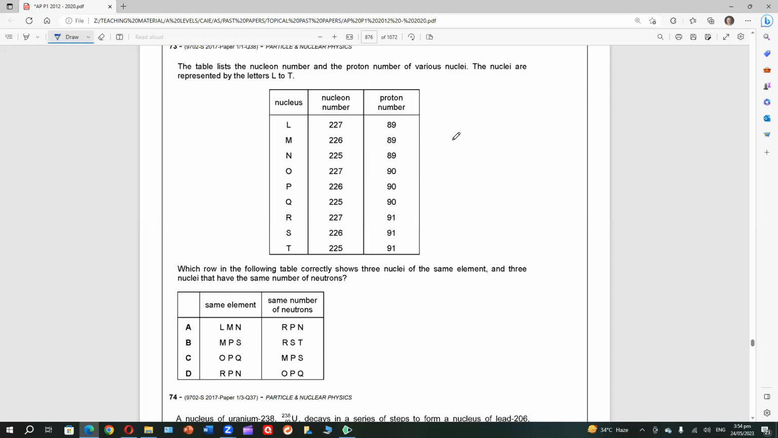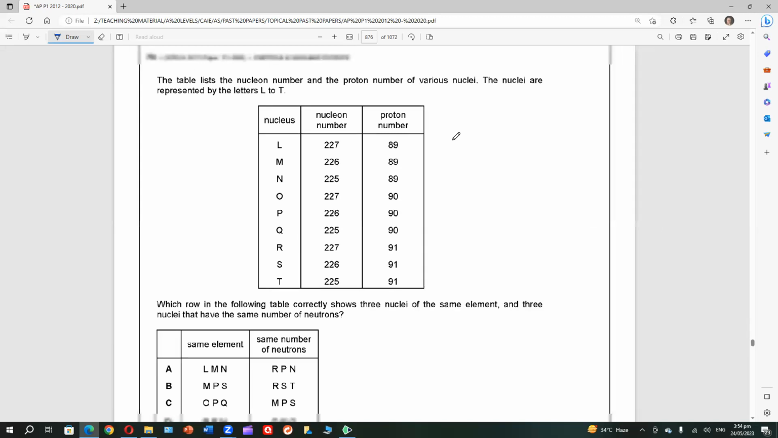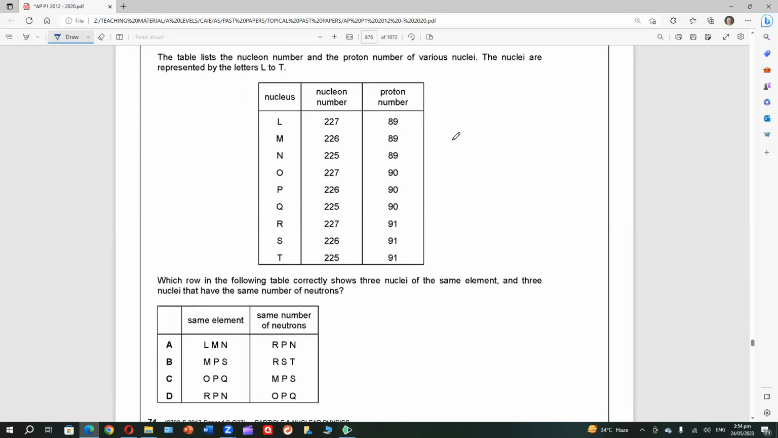A table lists the nucleon number and the proton number of various nuclei. The nuclei are represented by the letters L to T. Nucleon number is proton number. Which row in the following table correctly shows 3 nuclei of the same element?